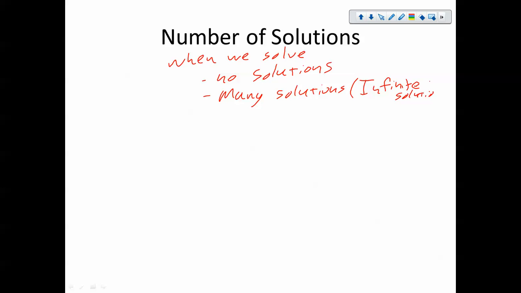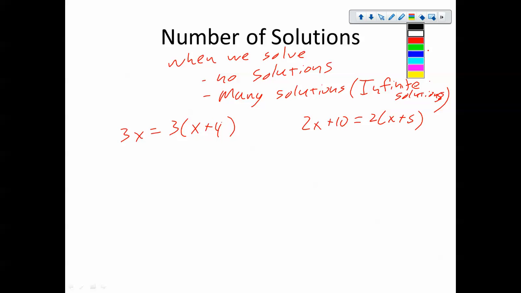So I want to give you 2 examples of that before we go here. So 3x equals 3 times x plus 4 is one of my examples, and the other one is 2x plus 10 equals 2 times x plus 5. So let's do the one on the left first here. Let's distribute the 3. 3x equals 3x plus 12.